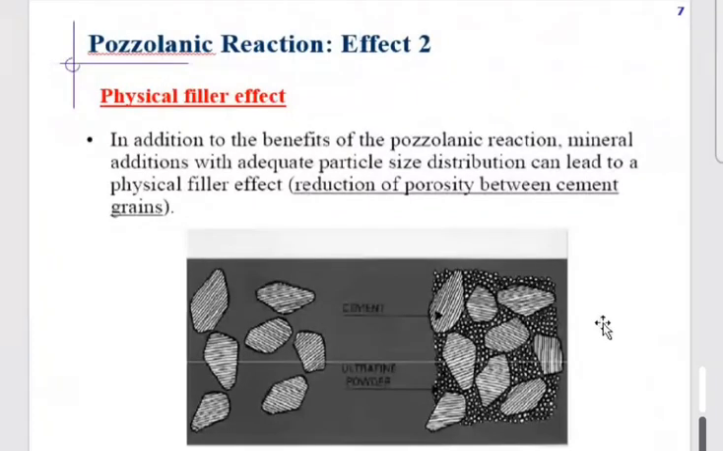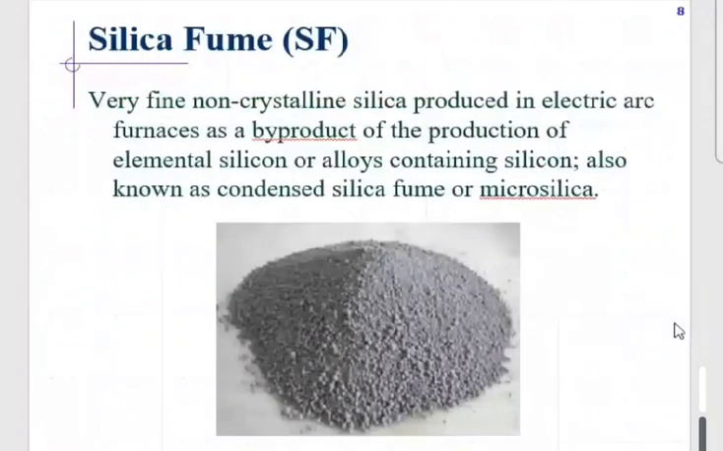So now going to the next, we will try to discuss these supplementary cementitious materials one by one. These are normally all byproduct materials. Number one is silica fume. So this silica fume is a very fine non-crystalline silica. This is produced in the electric arc furnace. They are a byproduct actually of silicon industry. So this is also known as condensed silica fume or microsilica.